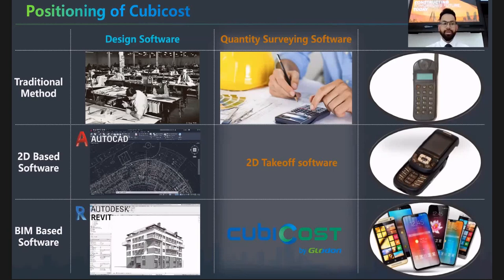It's also based on the fact that the traditional method of working versus the 2D-based software, which is AutoCAD for design or any other 2D takeoff software in the market, is a big difference, which we can realize from the fact that now we are using AutoCAD and many 2D takeoff tools for quantity surveying. But then comes the BIM-based software, where for design we are using Revit, and then we have Cubicost for quantity surveying, all the quantity takeoff and cost estimation, all on an interconnected platform. So here the analogy becomes a smartphone, which is not just limited to a particular function, but you can do many other activities on an interconnected platform. We will dive in more in detail as we move along, with regards to the functionalities and how it actually helps us.